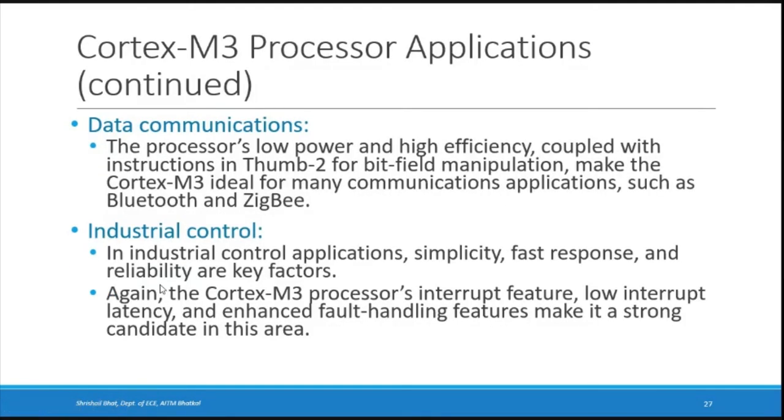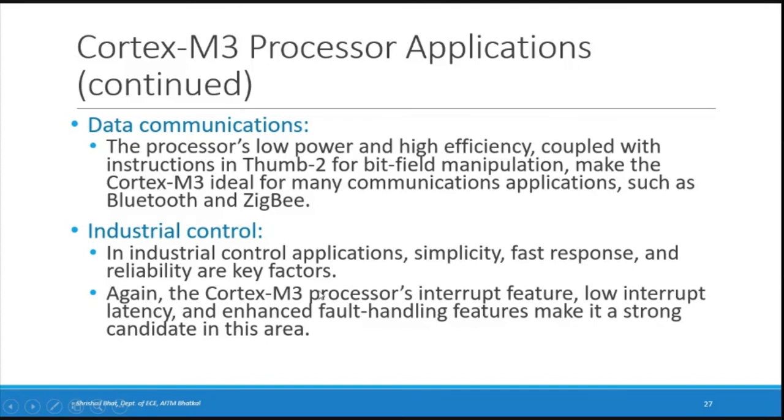Then for data communications also we can use these M3 processors. The processors are low power and high efficiency. These are the advantages. Coupled with the instructions in Thumb-2 for bit field manipulation, there are certain operations which we are going to see. They make it ideal for many communication applications like Bluetooth and Zigbee. Then we can also use it in industrial control applications. The key factors are simplicity, fast response, and reliability. So all these are there in Cortex-M3.